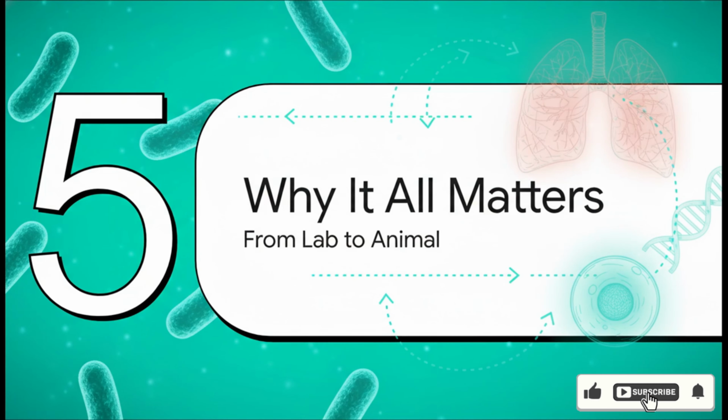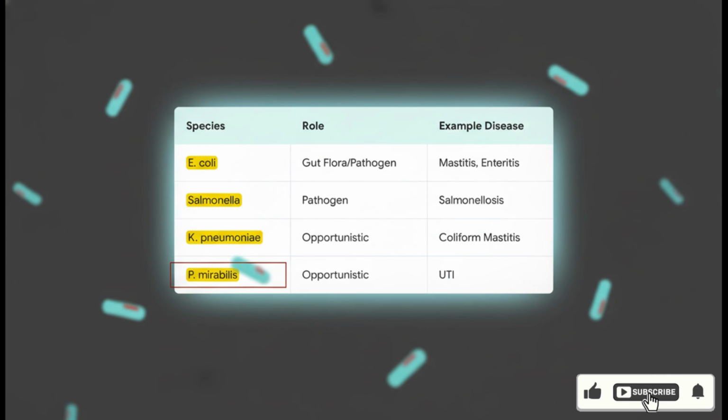So, we've gone through all these steps to put a specific name to a bacterium. But why? Why is this so important? Well, this is the part where we connect all the dots from the lab bench directly to the health of the animal. Because honestly, not all bacteria are created equal. Just look at this table. Being able to distinguish E. coli from Salmonella is absolutely critical.